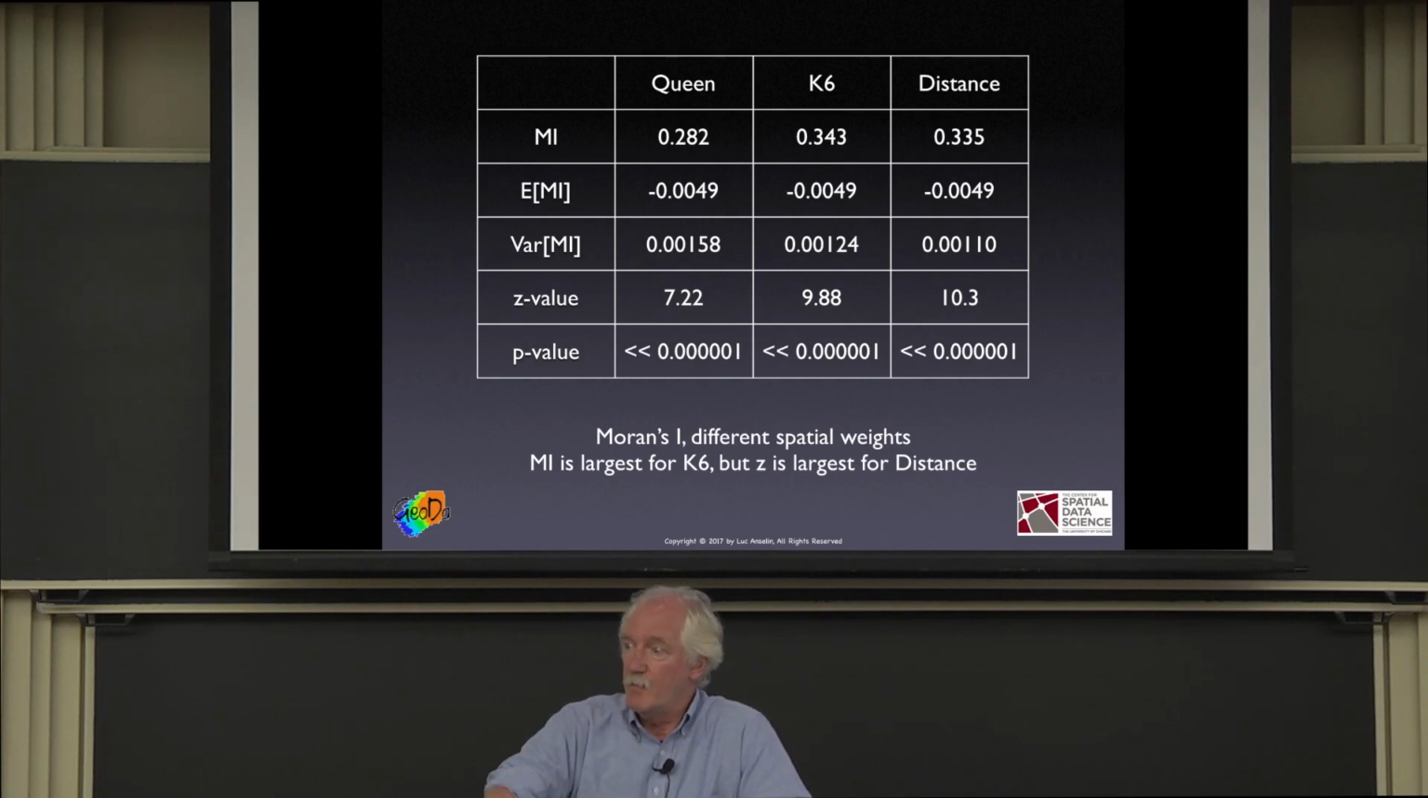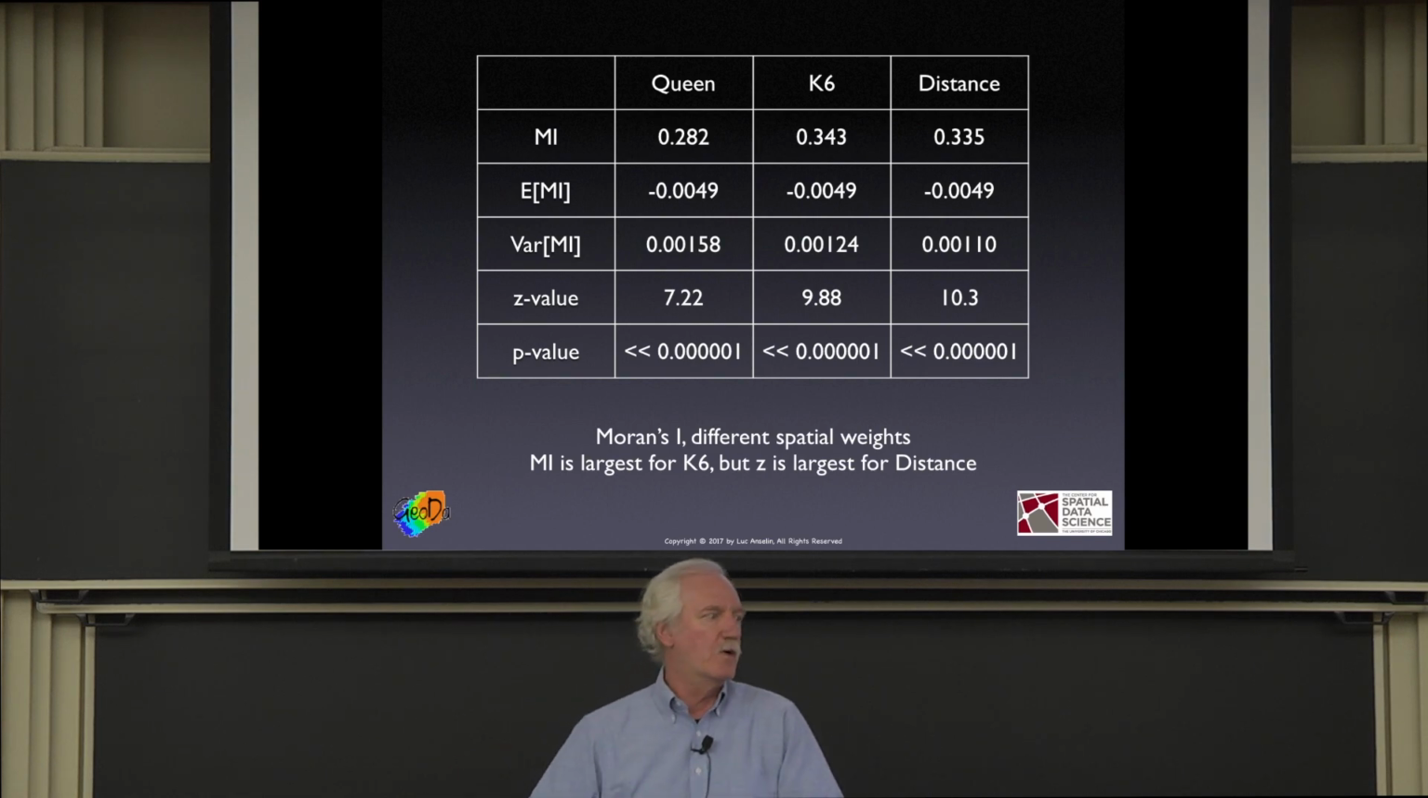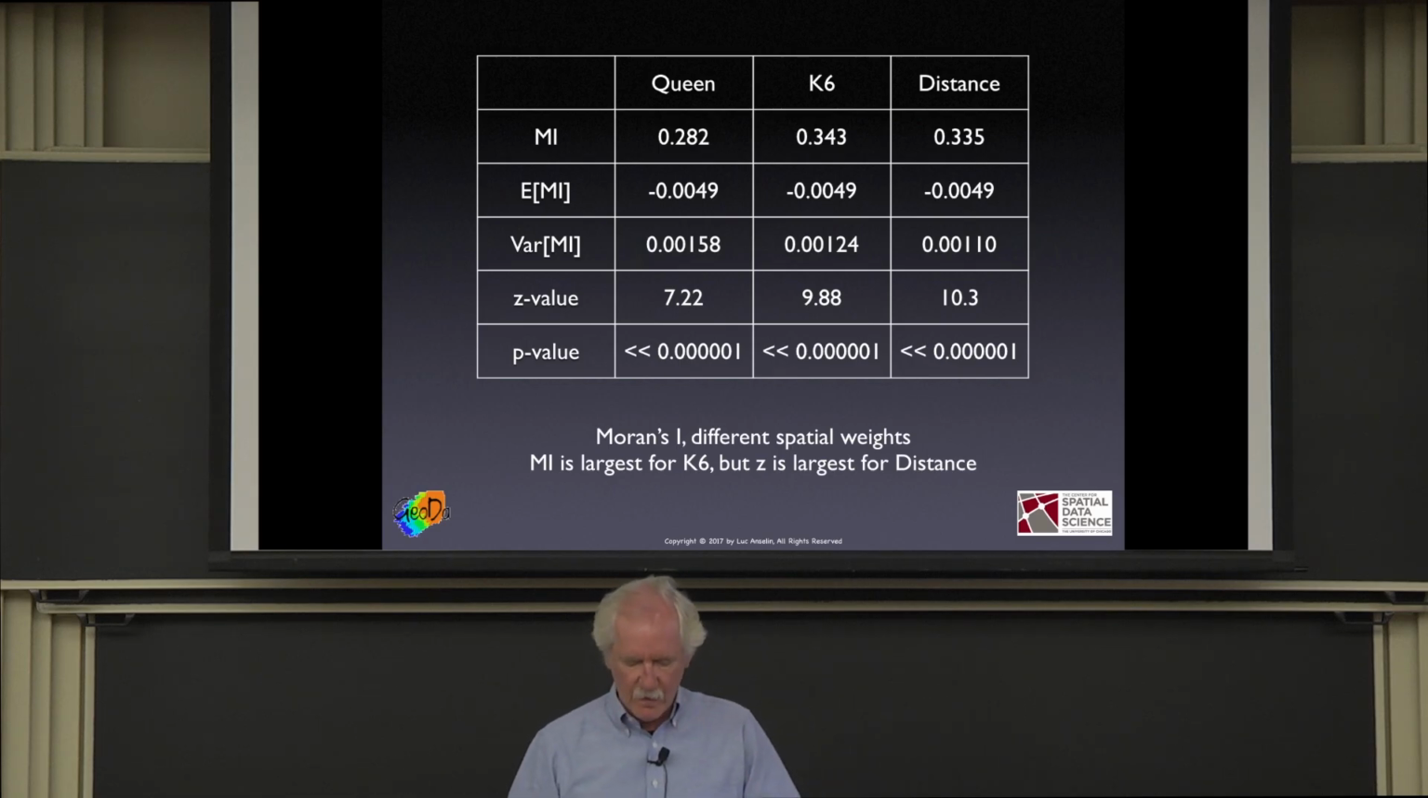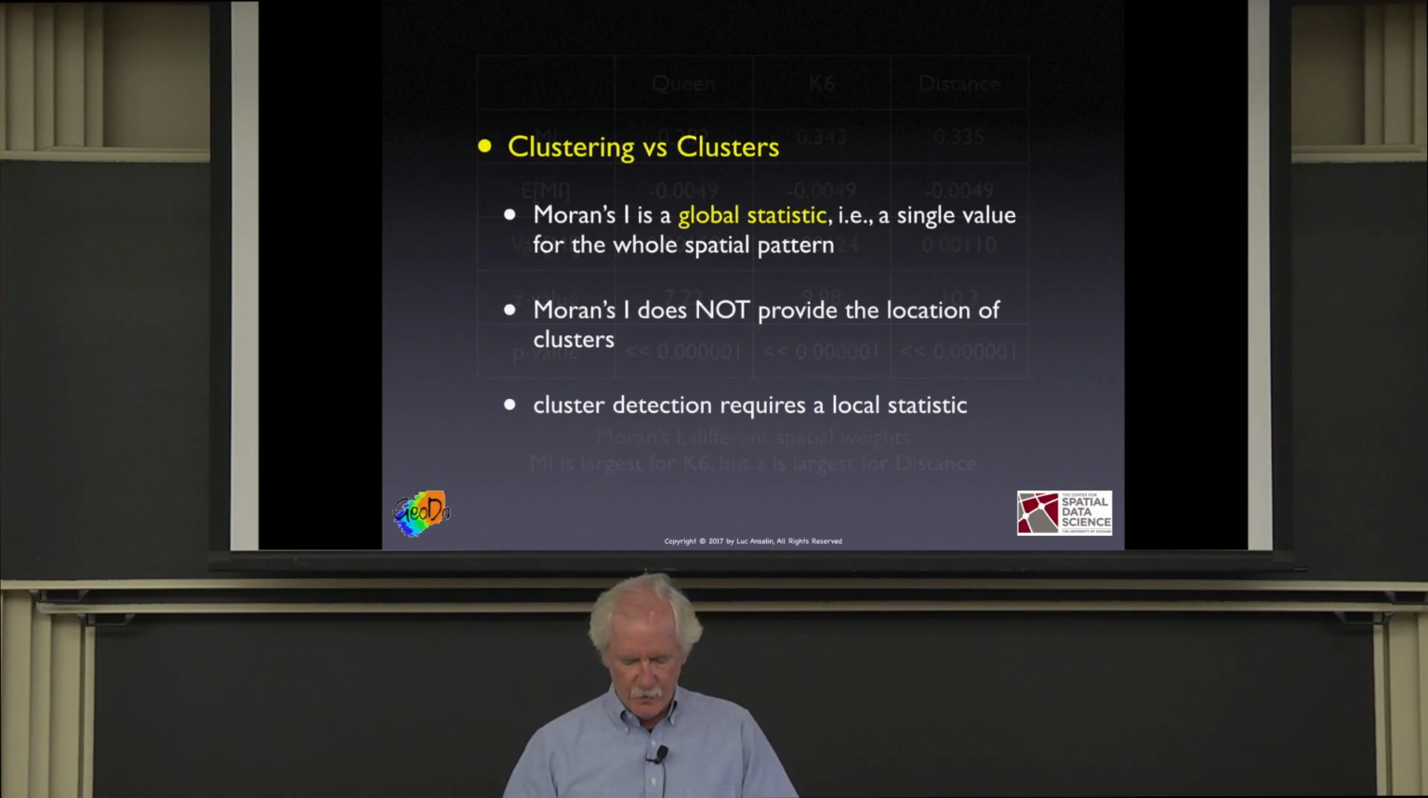So the Moran's I as such, not comparable. Once you turn them into the z-values, you, in a sense, correct for the differences between the weights, and then they are comparable. So very important to keep that in mind when you write up your results.